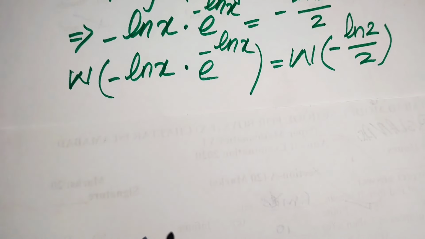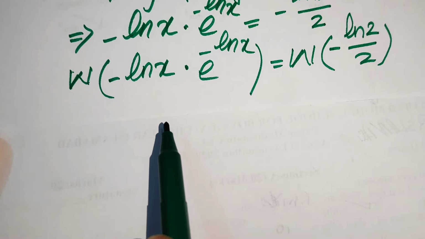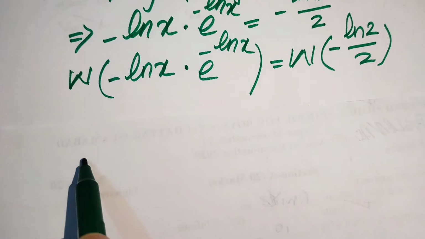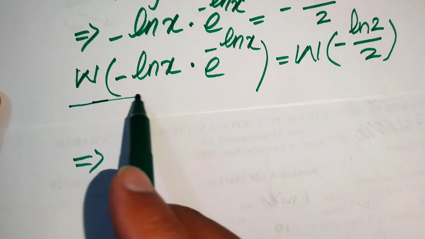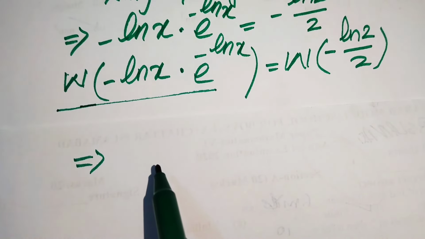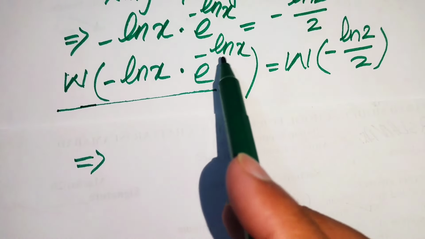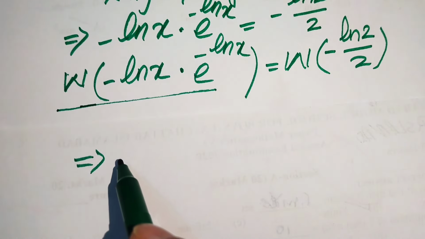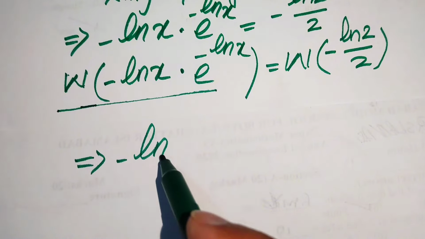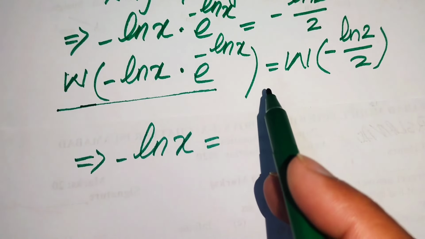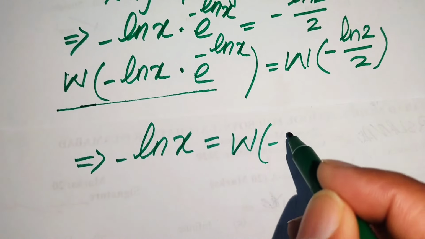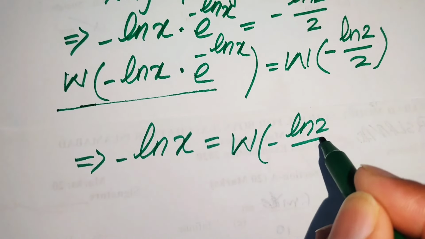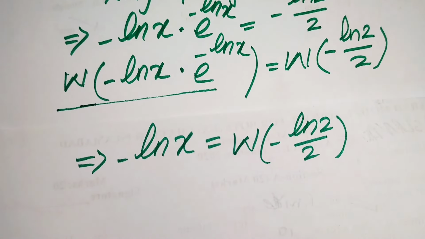So now in the next step here we need more simplifications, and first we apply the definition of the Lambert W function on the left hand side, so that the output of this function is written in this form. Here we have the exponent of this exponential function e, so it is minus log x, and in the right hand side we have W of minus log of 2 divided by 2.